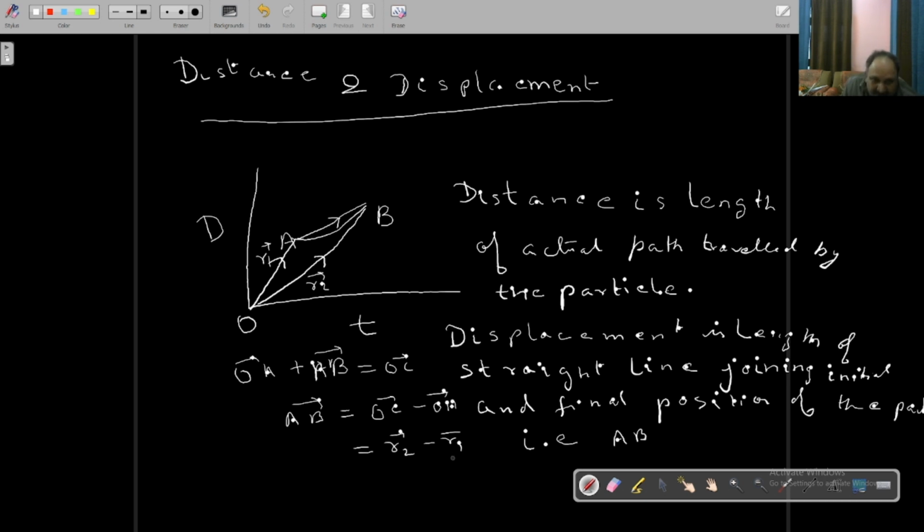So now we understood what distance is and what displacement is. Displacement is the length of the straight line joining the initial and final position of the particle, whereas distance is the length of the path actually traveled by the particle. Okay, let's go to the next page.